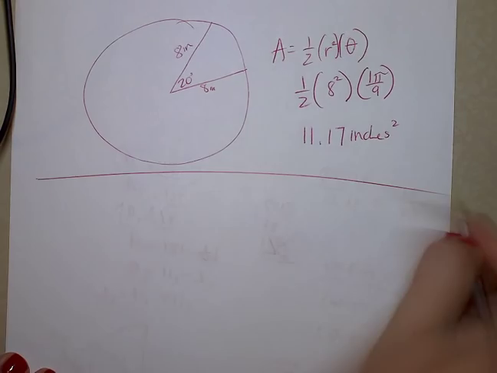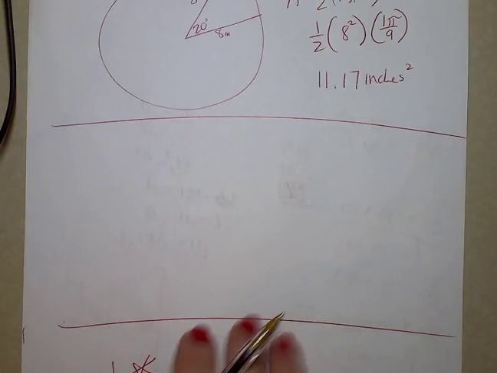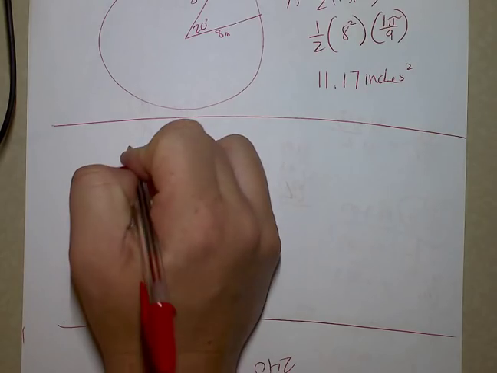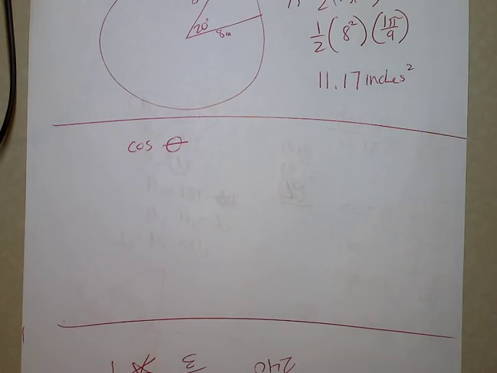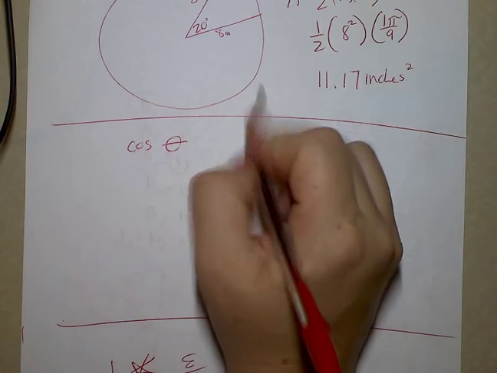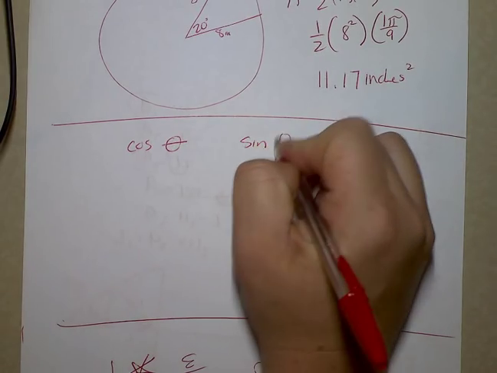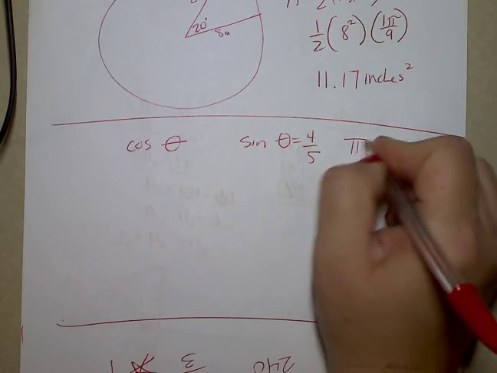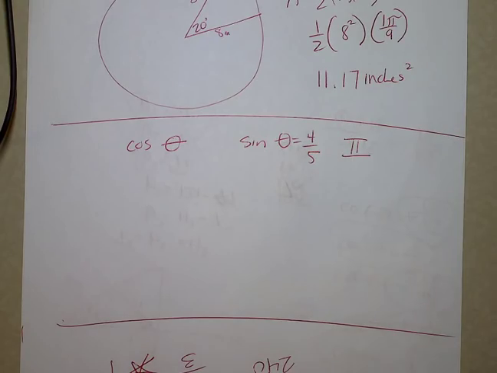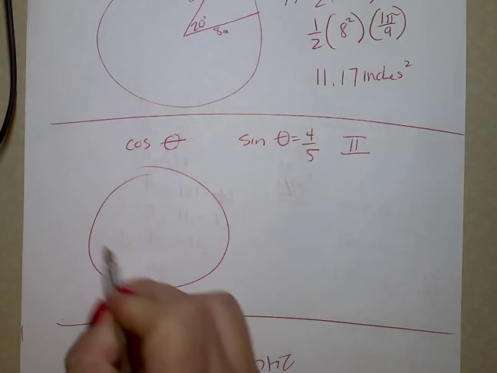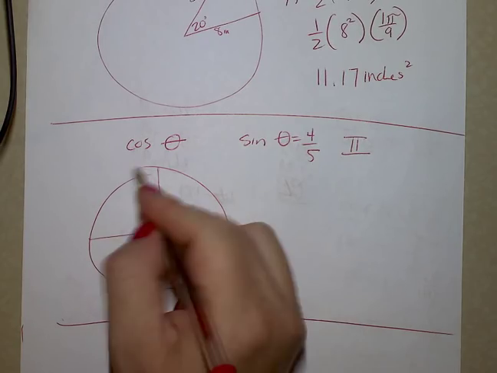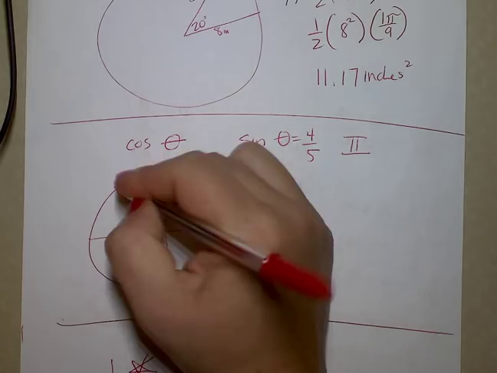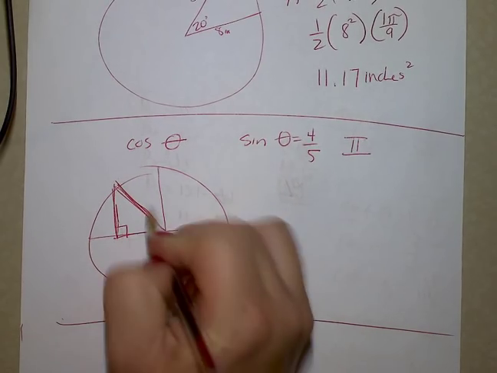Your very last problem today. Please evaluate the cosine of an angle when you're told that the sine of the angle is 4/5 and that this occurs in quadrant 2. You know the sine is 4/5 and you only want to find the cosine. You don't want to find them all. Let's draw a circle. I know I'm working with quadrant 2. There's my central angle.